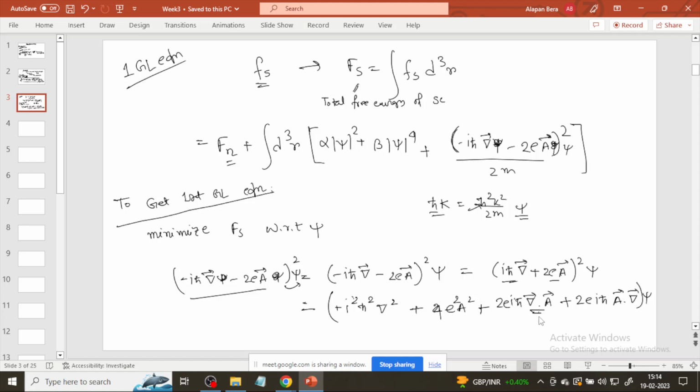Now from Maxwell's equation, we know that grad dot A is equal to 0. This is the Landau gauge we take. So we consider grad dot A equal to 0, and then this term vanishes basically, and so we are left with this equation: ħ² plus i²ħ² grad squared plus 4.